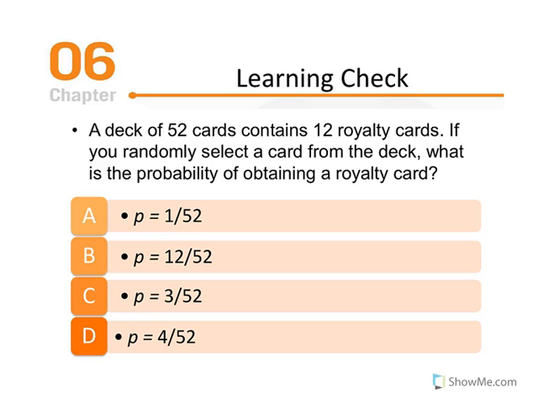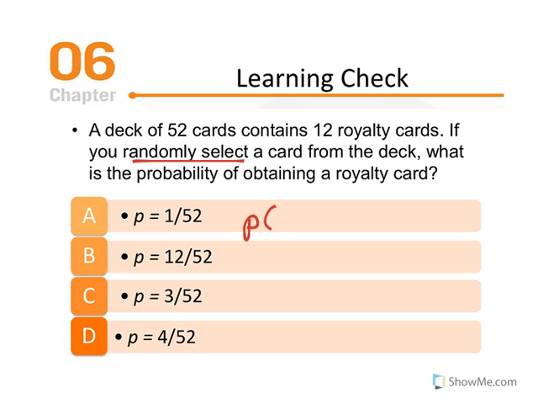So here's a quick learning check for this part of chapter 6, which is part 1. I think I neglected to state that at the beginning of this lecture video. Our first learning check question is: a deck of 52 cards contains 12 royalty cards. If you randomly select a card from the deck, what is the probability of obtaining a royalty card?